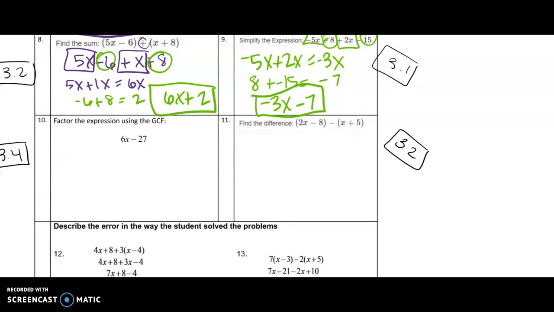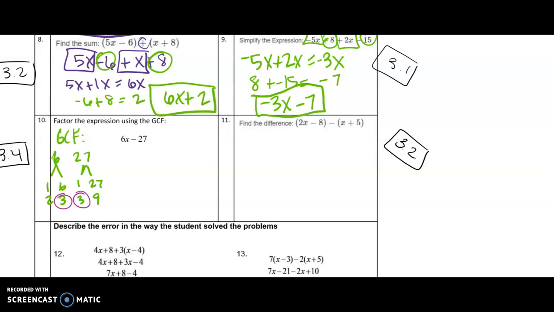For number 10, this is just like what we just did in 3.4. We're going to find that GCF again. So we have 6 and we have 27. The factors of 6 would be 1 and 6, and 2 and 3. For 27, we have 1 and 27, or we have 3 and 9. So what number goes into both of them?